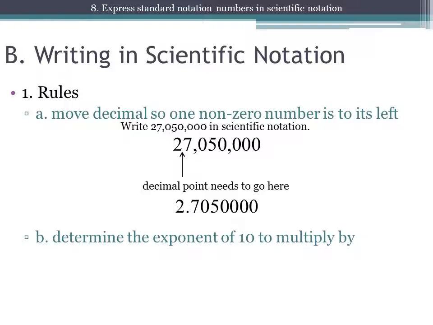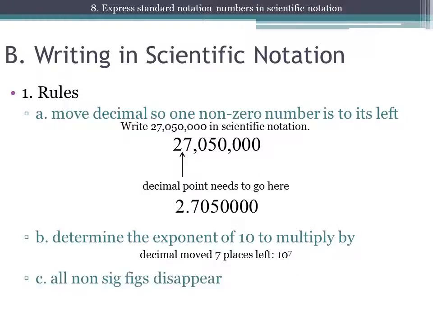So that's where the exponent comes in. We need to figure out which exponent of 10 to multiply by. Well, all we need to do is count the number of places we move the decimal. Starting with the decimal point to the right of that last 0 and moving it to where we did between the 2 and the 7, that's 7 places. So the exponent we're going to multiply by is 10 to the 7th. So we'll write the number with all the non-sig figs disappearing. So all these ending zeros, those are all not significant, so they disappear. So notice our answer is 2.705 times 10 to the 7th.